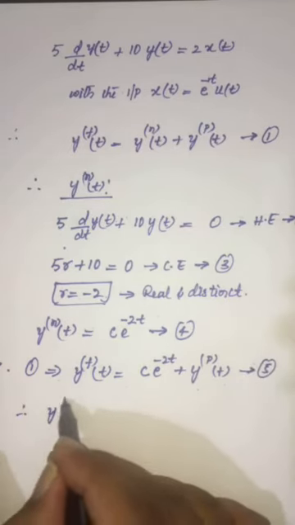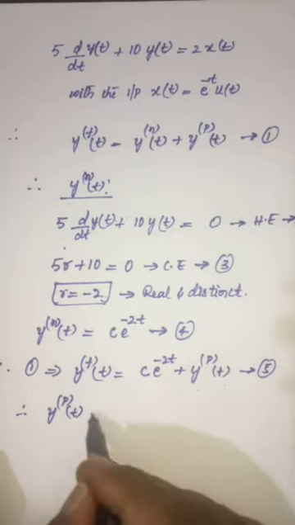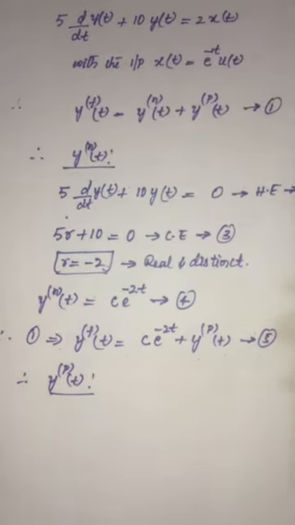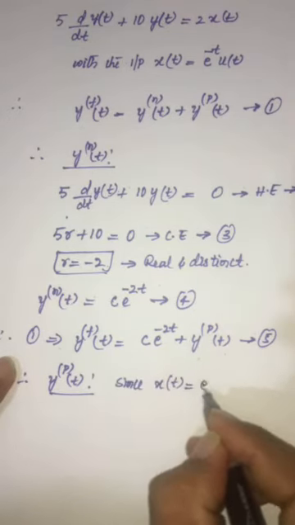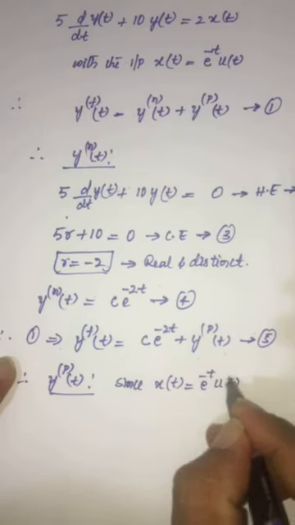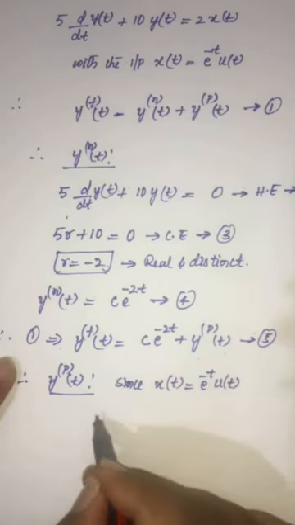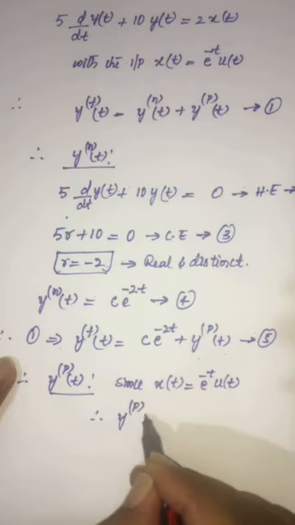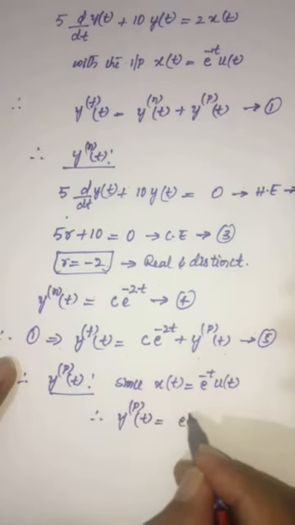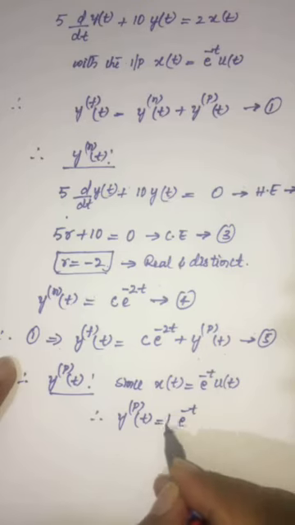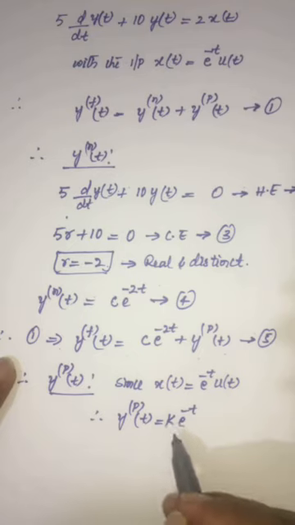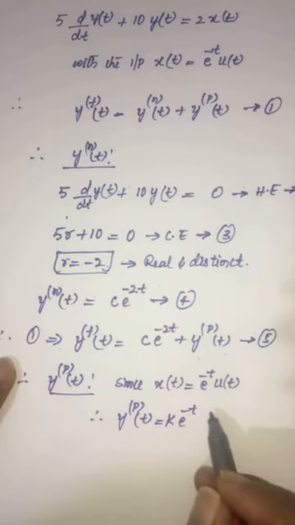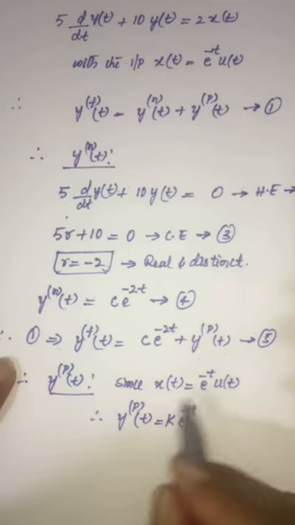Therefore now to find the particular solution yp of t. Isn't it? Now in order to find yp of t, what is that we need to look for? We need to look for the input. Since x of t is equal to e to the power of minus t into u of t, the input is in this form. Therefore, particular solution yp of t will take the form e to the power of minus t into k. Correct? E to the power of minus t into k, or constant into e to the power of minus t. This is what the particular solution will take the form.